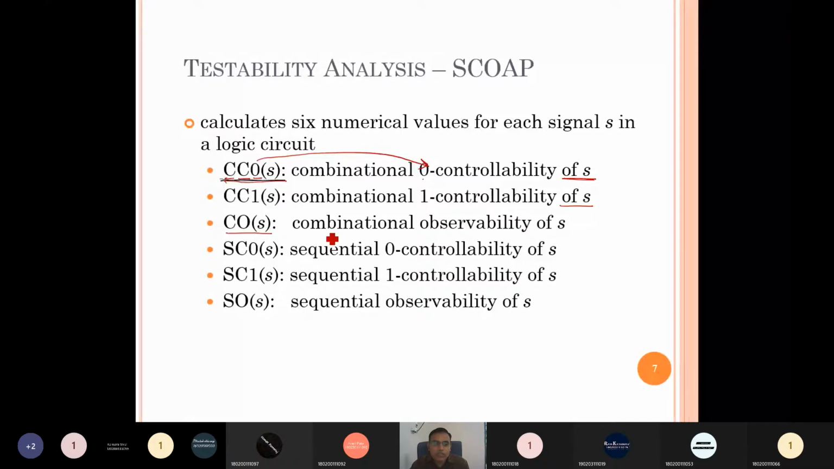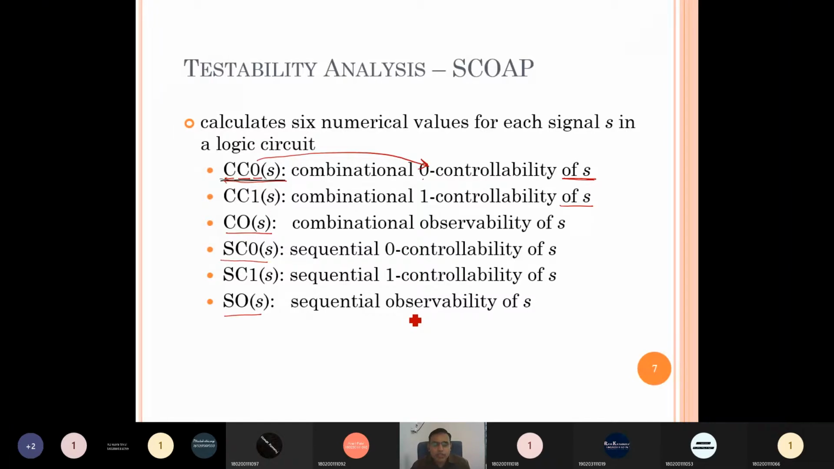CO indicates the combinational observability of S. SC0 indicates the sequential zero controllability of S. SC1 indicates the sequential one controllability of S. And SO indicates the sequential observability of S. So we get the controllability and observability, sequential and combinational, separately.